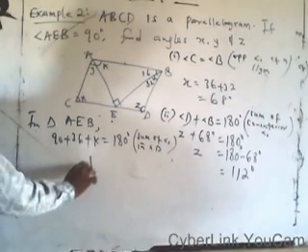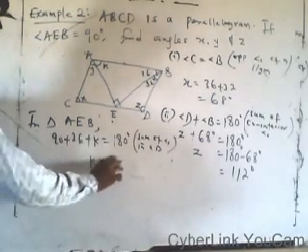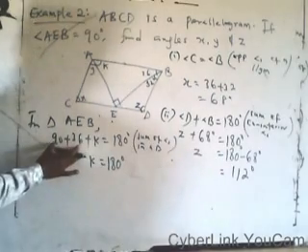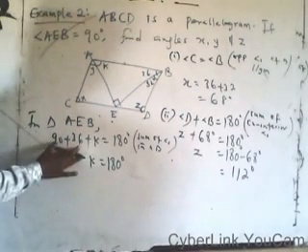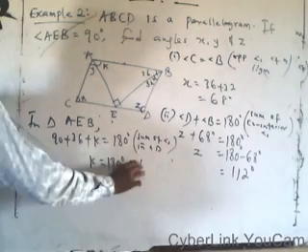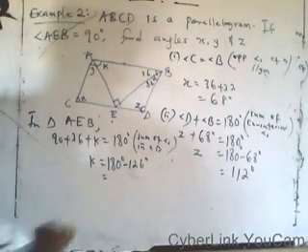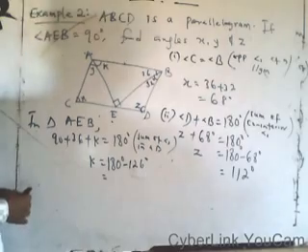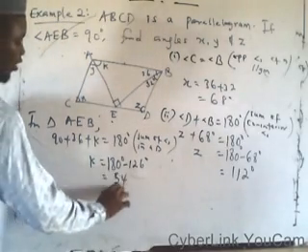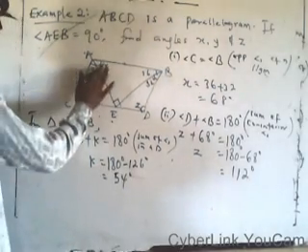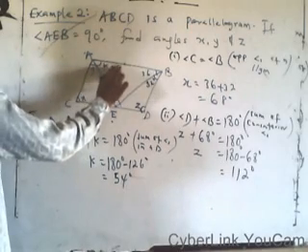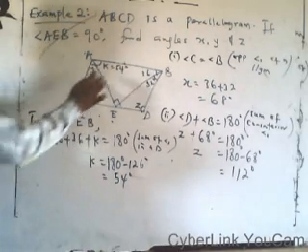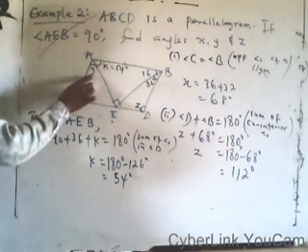So we are going to have K to be 180 minus, what is 90 plus 36? That is 126. So minus 126 degrees. And what is 180 minus 126 degrees? We are going to get 54 degrees. So K is 54 degrees.